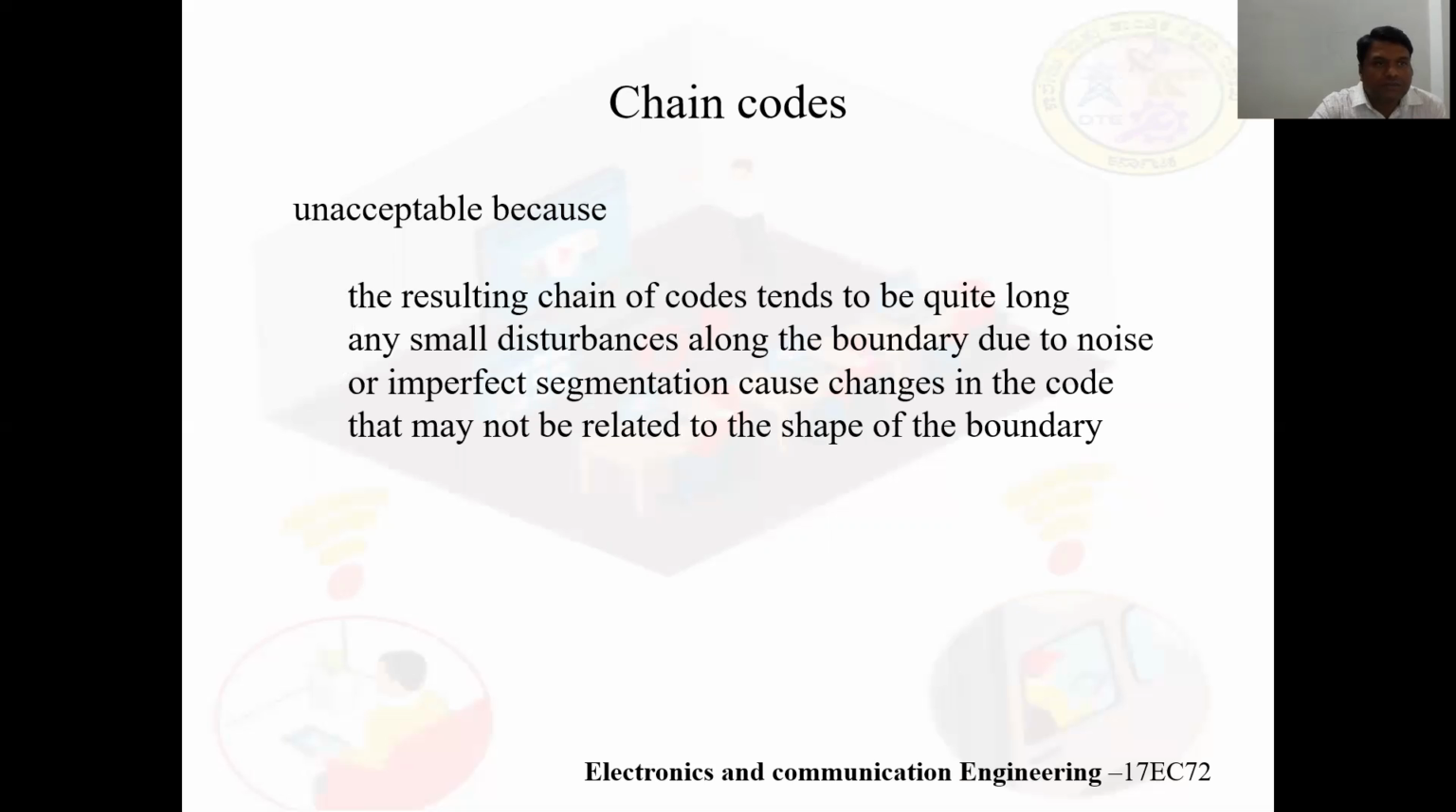Chain codes are unacceptable because the resulting chain of codes tends to be quite long. Any small disturbances along the boundary due to noise or imperfect segmentation cause changes in the code that may not be related to the shape of the boundary.